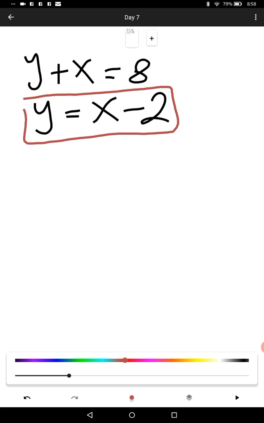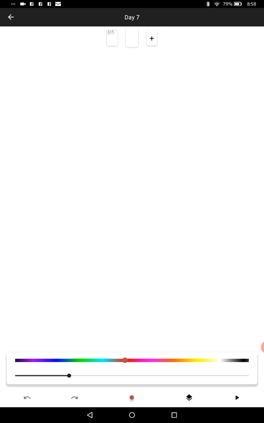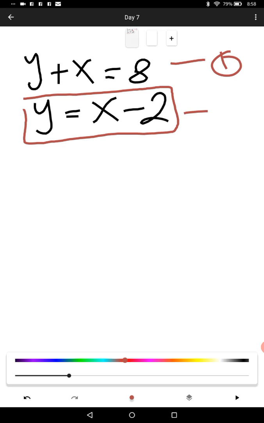If you look at equation number 2, we will see that y equals x minus 2. Y here is on one side, and we know y equals x minus 2. We will substitute for y in the first equation. We use the second to substitute for y in the first equation. That means we will get rid of this y, and we'll substitute y equals x minus 2 in the first.